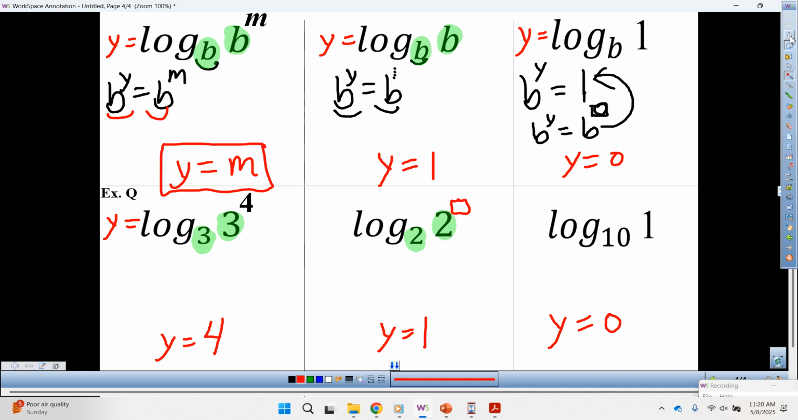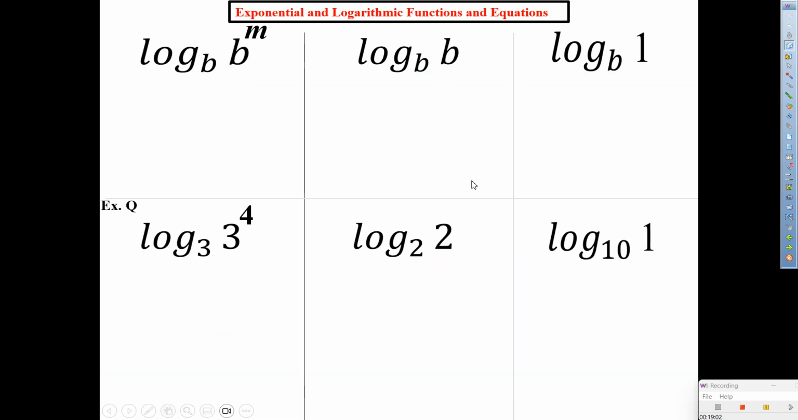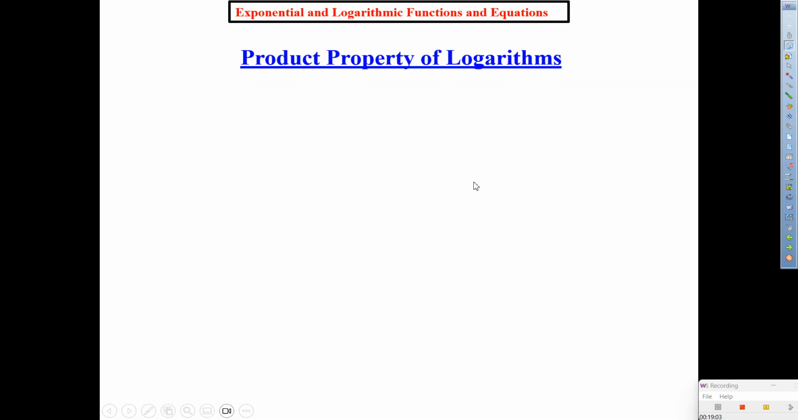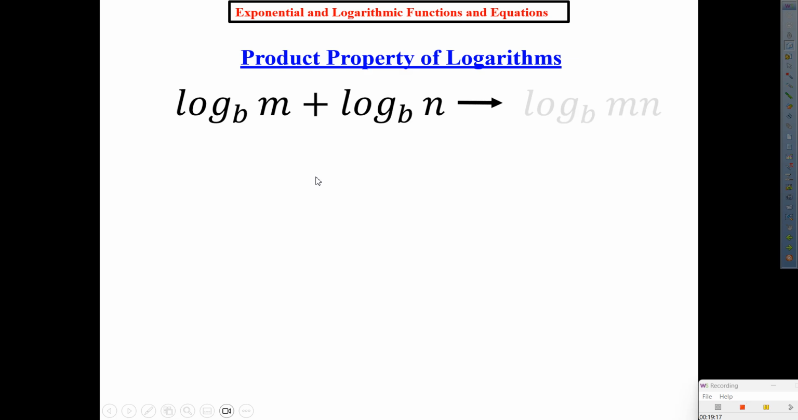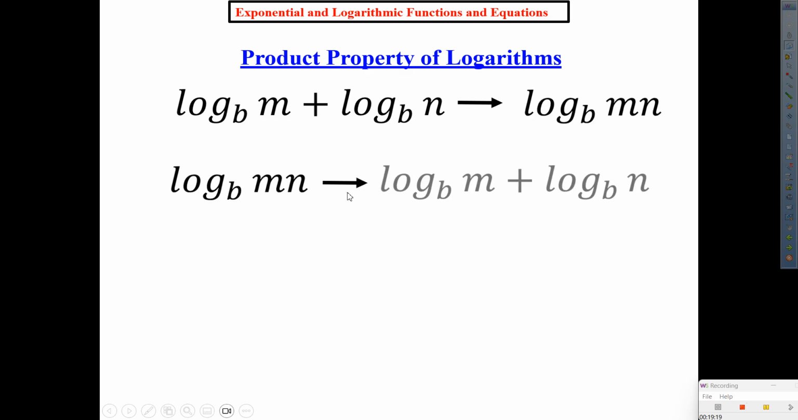All right, here we go. With that said, today we're going to be covering product property of logarithms and quotient property of logarithms. So write this down in your notes. Product property of logs. What does it say? Well, it says this. When you have two logs of the same base and they are being added, you make them into one log and you multiply the given numbers.